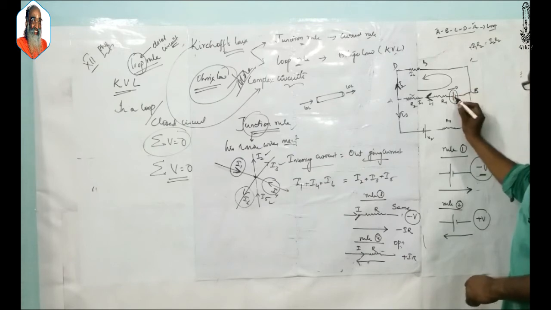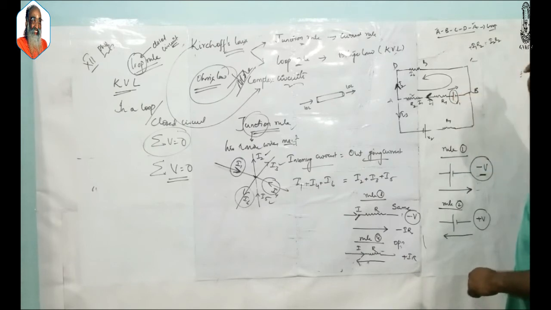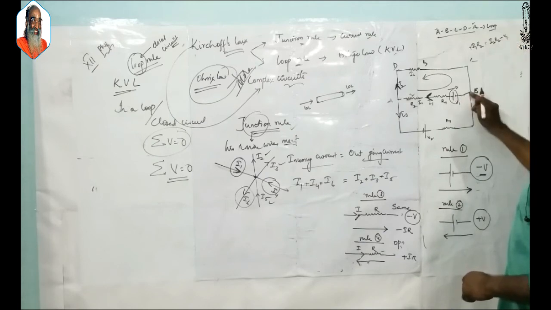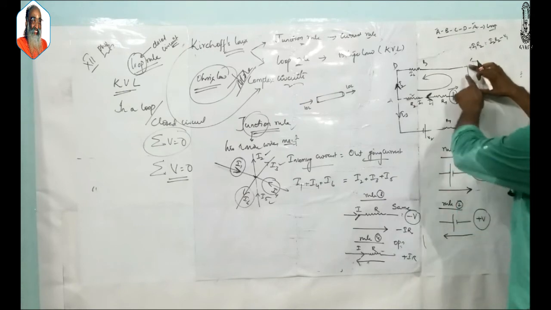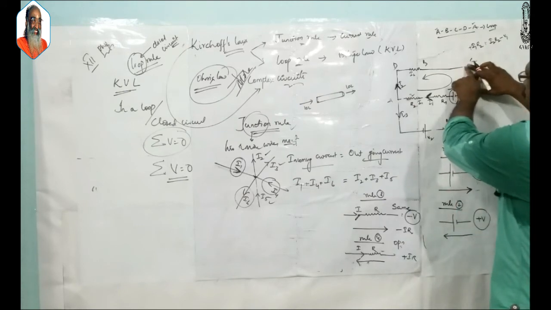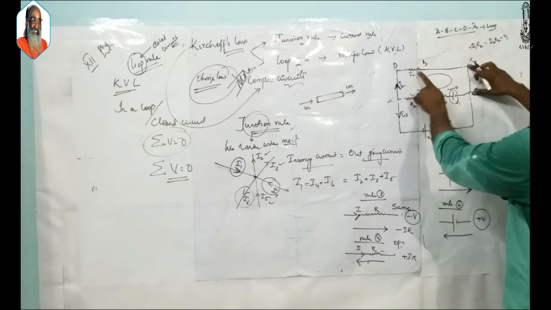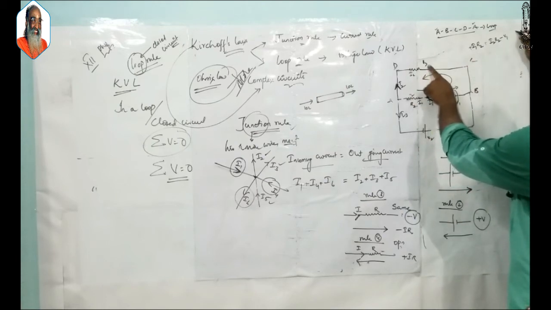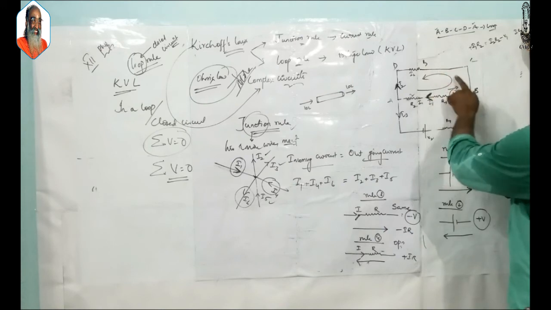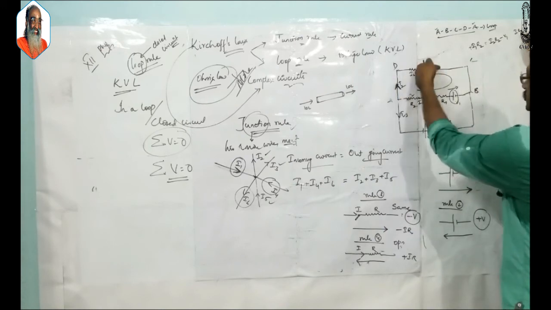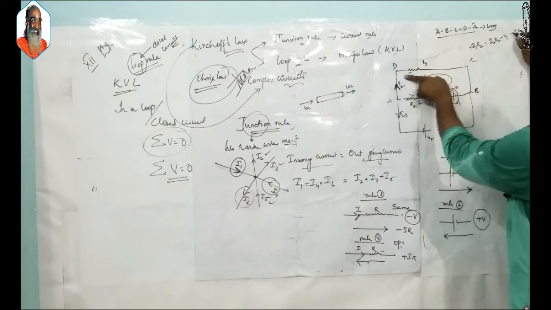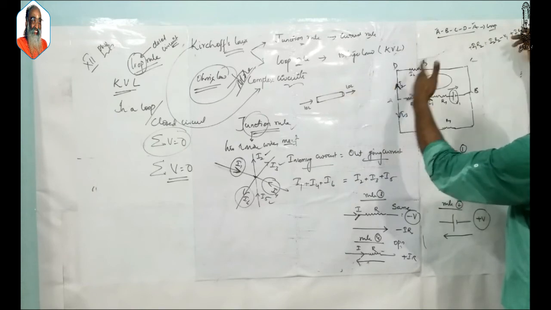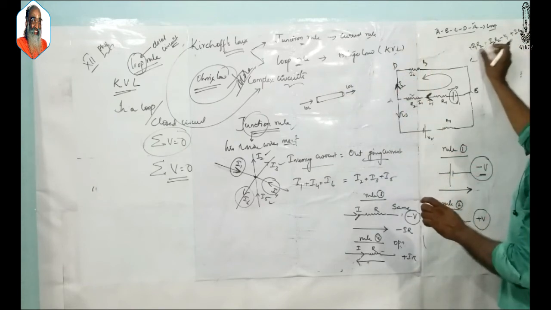And again, coming to C to D, only one component is there. Current is I2 and resistance is R3, I2 R3. This is the direction of the current, but I am moving in the opposite direction, so positive. Between D and A, there is no component, so nothing to write. So these are the voltages in this loop, and their algebraic sum is 0. So using this loop, I got one expression.